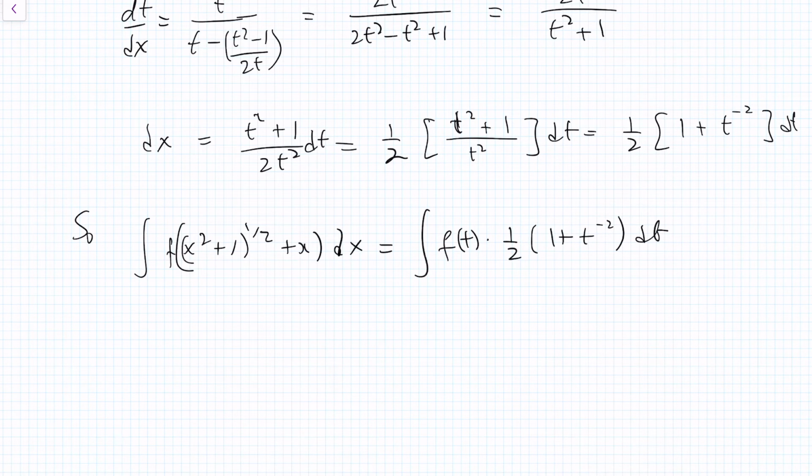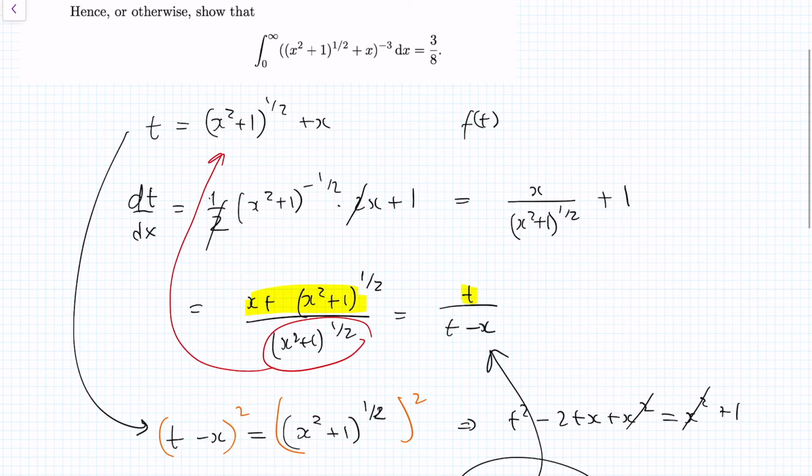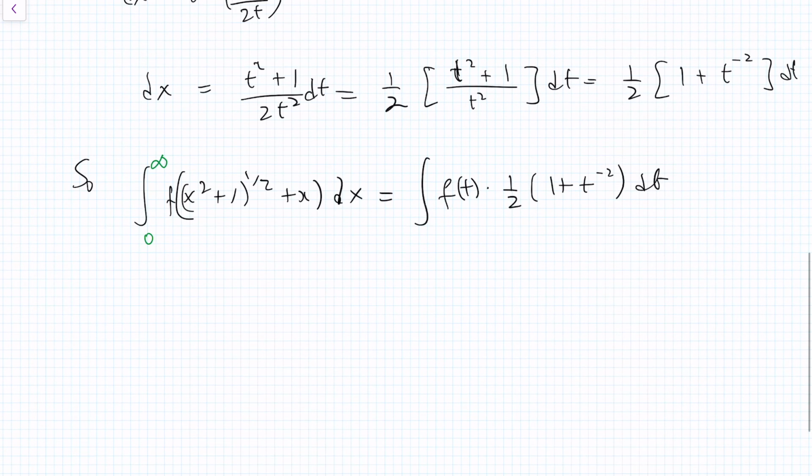And the limits for 0 to infinity, if you go back to the definition of t, which is here. So clearly when x goes to infinity, t goes to infinity. But when x is 0, notice t will be 1, right? We will have the square root of 1, which is 1. So that means we have 1 to infinity. We solved that question. Okay, this is what we wanted to show.